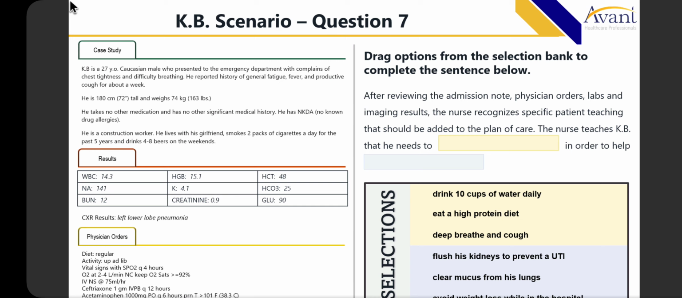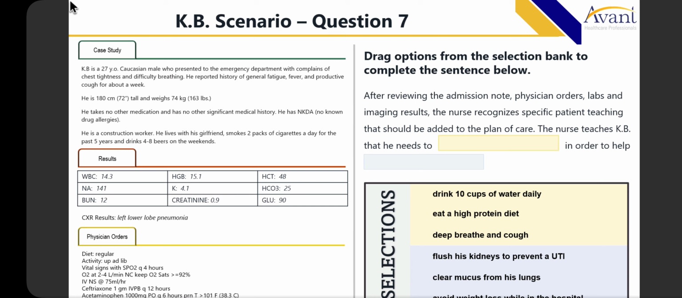Not a bad idea, but he needs what more than protein? Probably needs more high calories, right? Because he's burning up so much energy trying to fight off this infection, high calories along with protein would be good. So do we want him to deep breathe and cough? Okay. Yes, no, or maybe. It's another yes. Okay.